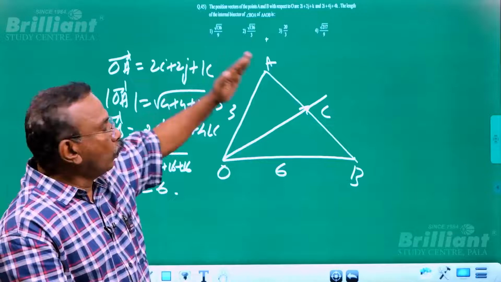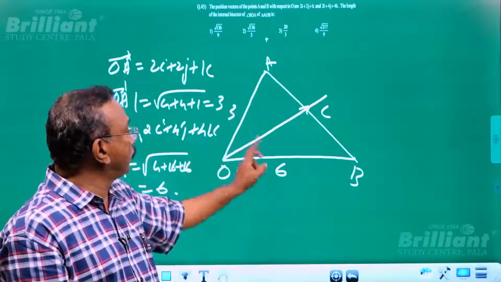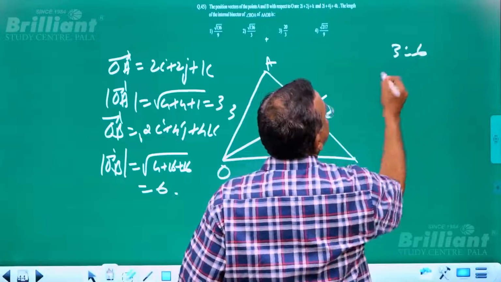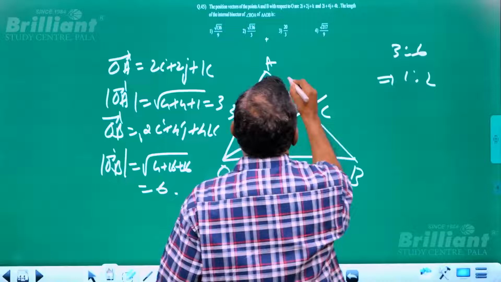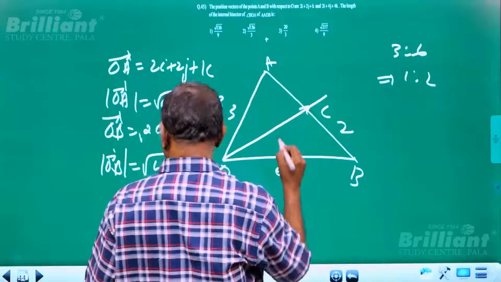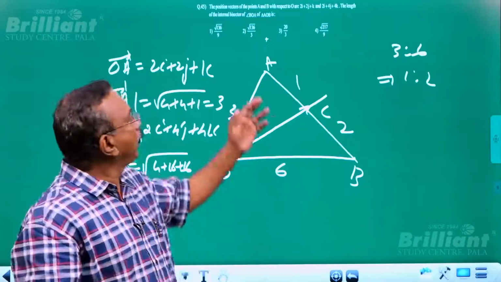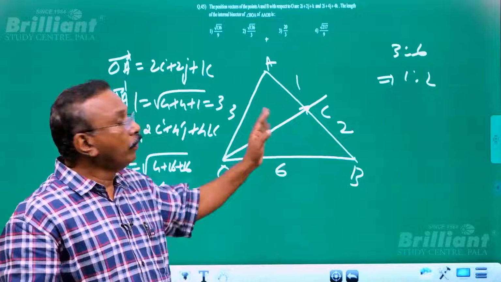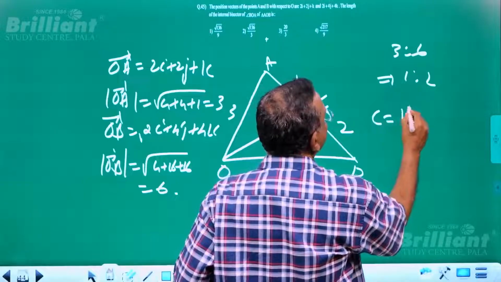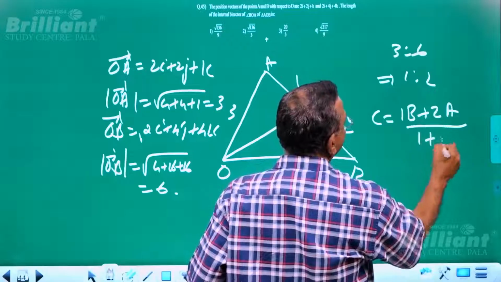That means this OC is the angle bisector. It divides the opposite side in the ratio of 3 and 6, that is 3 is to 6, which is exactly 1:2. So this is 1 unit and that is 2 units. So C divides AB internally in the ratio 1:2. So we can identify C is equal to 1 into B plus 2 into A divided by 1 plus 2.